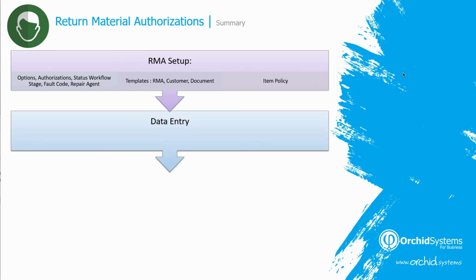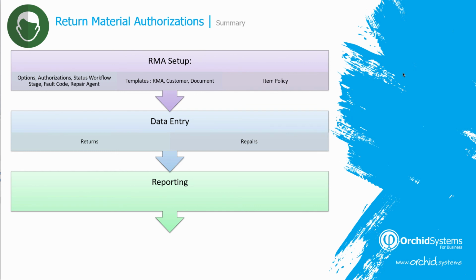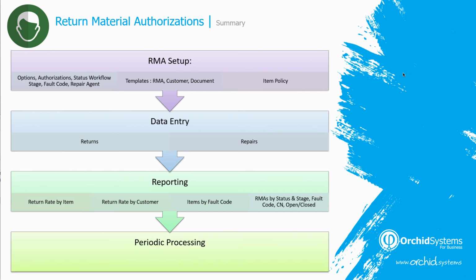And then on the data entry side, we saw 2 returns being created and 2 repairs being created, 1 warranty repair and 1 repair where we were charging. And we had a look at the reporting by the item return rate, the customer return rate, and the different reports you have by fault code, stage, status, whether they're open or closed, and if we've issued a credit note for the RMA. And in periodic processing, we've seen that you can clear old completed RMAs and clear expired RMAs.